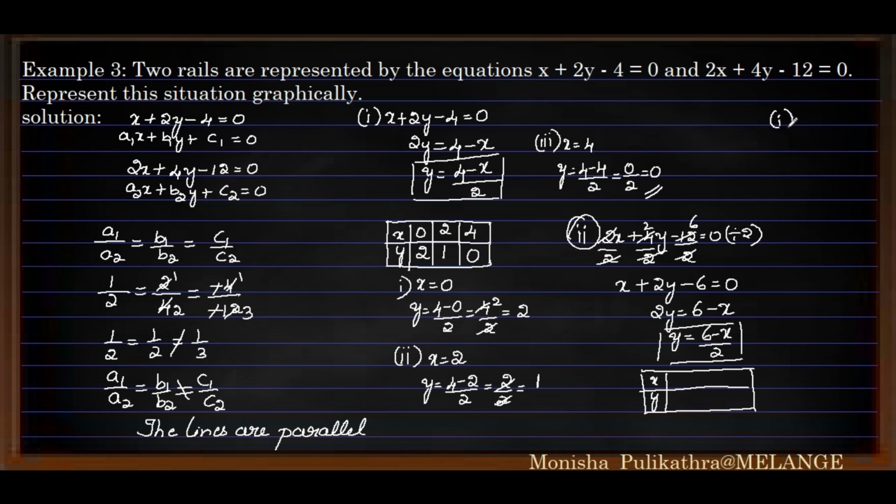So first one is, when I take x is equal to 0, y is equal to (6 minus 0) by 2, that is 6 by 2, 2 3's are 6. So this will be a convenient point. When I take x is equal to 0, y is 3.